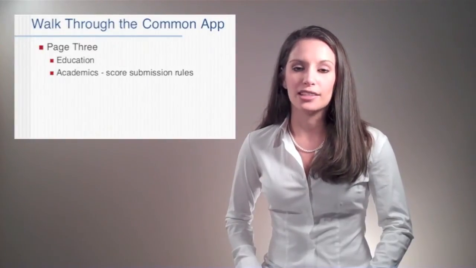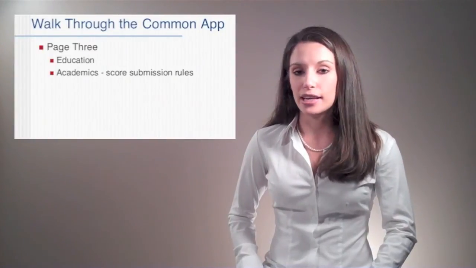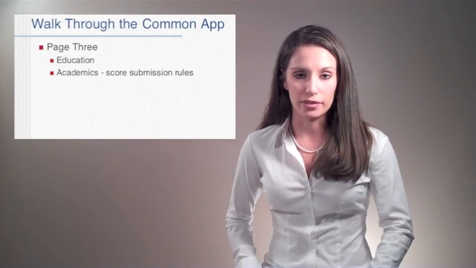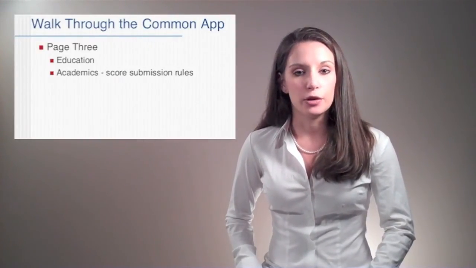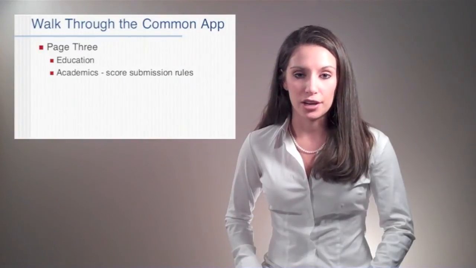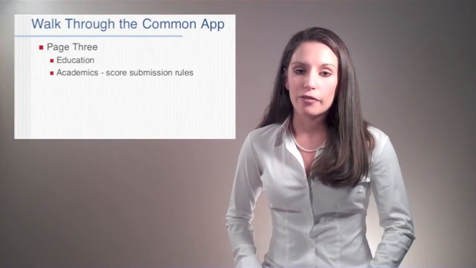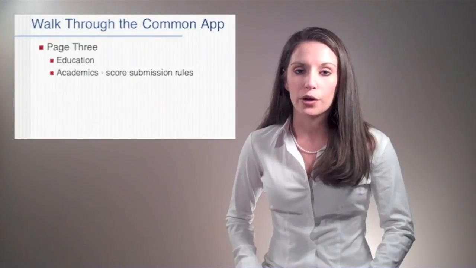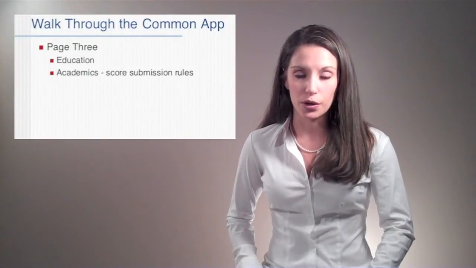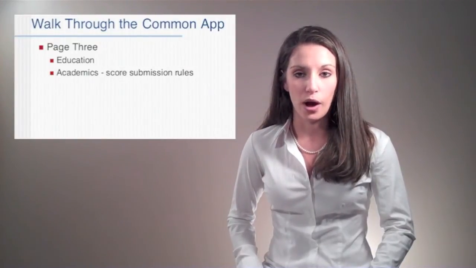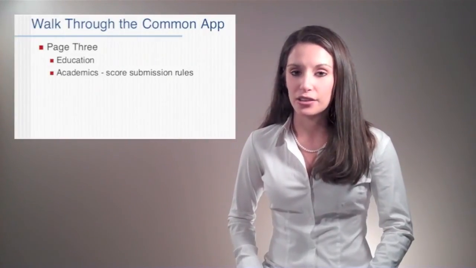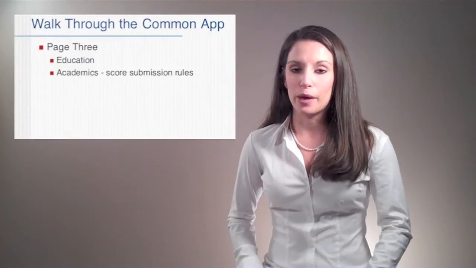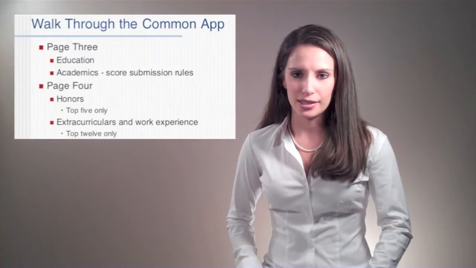Each school has its own rules for what SAT and ACT scores you have to submit. Now, the Common Application specifically says give your best score for each section of the tests. However, some schools do still require you to submit all score results, regardless of whether or not they were your best ones. You need to refer to the individual school policy that you're applying to in order to make sure that you follow their guidelines.